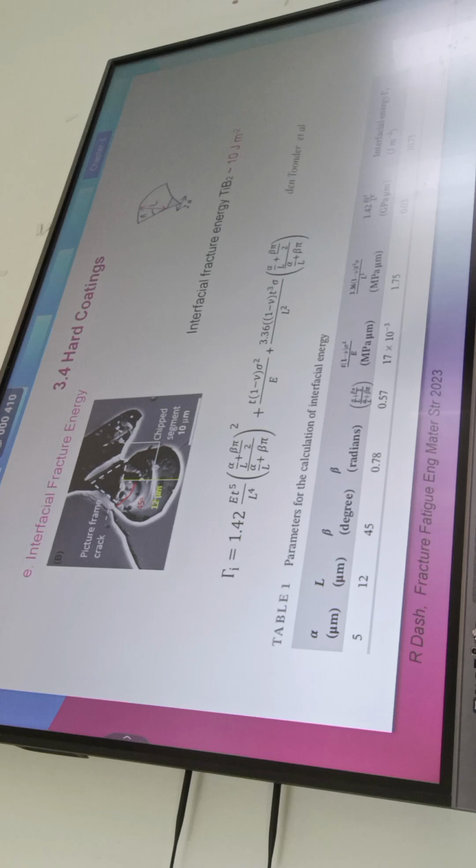Conclusion. So what did you cover? This is the result. Sir, the interfacial fracture energy of the coating is very high. Those things you have to tell. Maybe you can give some comparative data also here. I think sir will tell you. We just want to see what the variation is here.